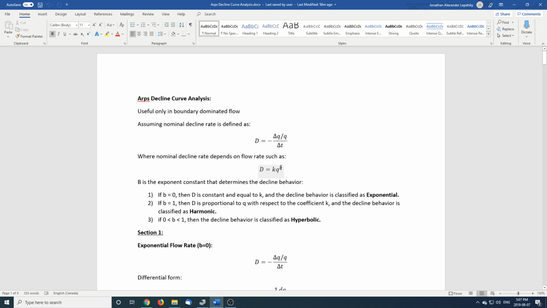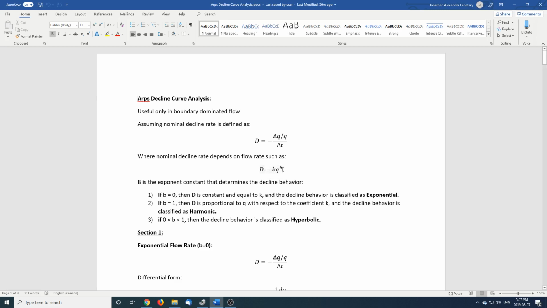equate it to K, which is some constant, times Q, which is your current flow rate, to the power of B, right? And B is a pretty important term on its own because it generally takes a value between 0 and 1, including 0 and 1. It can be greater than 1, but that's more of a special case, and that's not what this video is about.